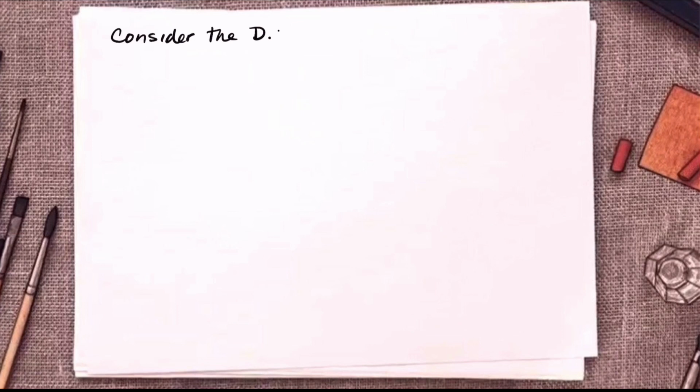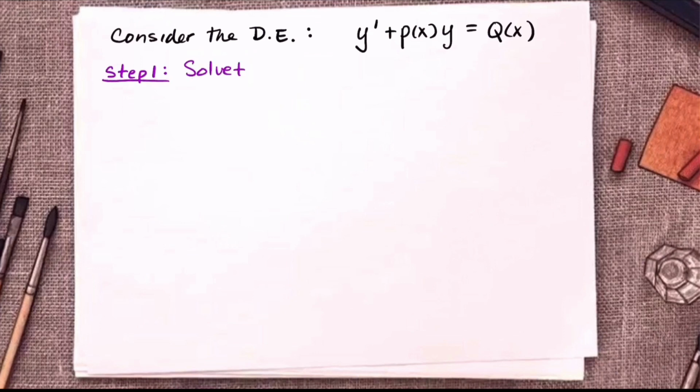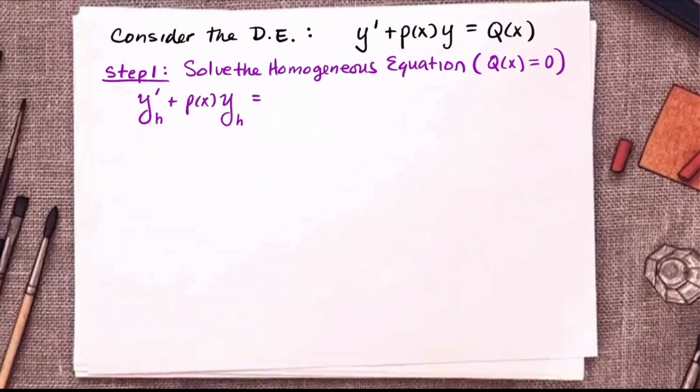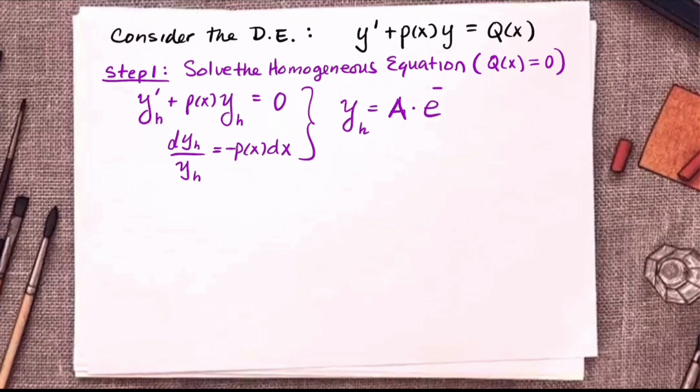So let's take a detour and consider how to solve a first-order differential equation. So consider y prime plus p of x times y equals some function q of x. The first step in solving such an equation would be to solve the homogeneous equation. By letting q of x equal to 0, we get the homogeneous equation, y prime plus p of x times y equals 0. And solving this, which is a separable equation, we get the homogeneous solution to be a constant A times e raised to the negative integral of p of x dx.